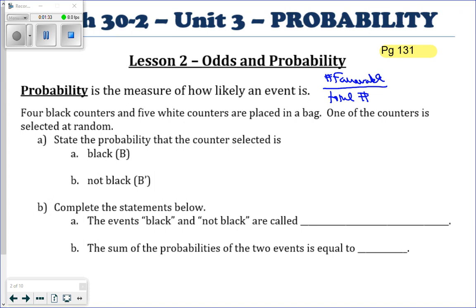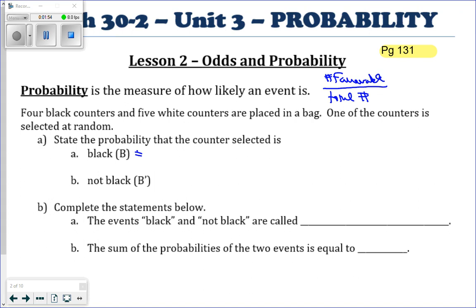So you've got 4 black counters and 5 white counters placed in a bag. One of the counters is selected at random. The idea is that the black and white counters are identical, so when you reach in, you can't tell the difference between a black and a white, because everything has to be equally likely to occur. State the probability that the counter selected is black.